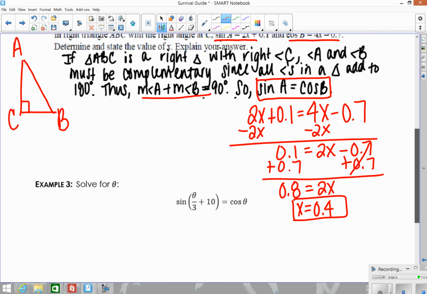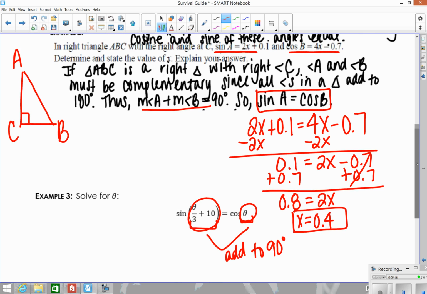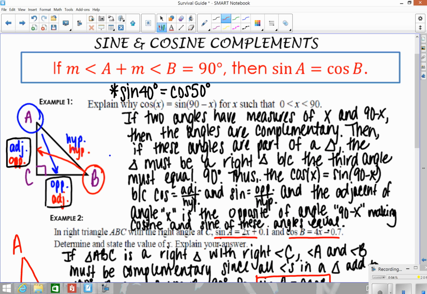The next example is a little bit different, because instead of giving you what sine of A and cosine of B equal, they're telling you that sine of theta over 3 plus 10 is equal to cosine of theta. If this is true, that means these two angles must be complementary. These have to add to 90, because the only time that sine of something is equal to cosine of something is if they add to 90. Just like this example up here, sine of 40 would equal cosine of 50, because 40 and 50 add to 90.